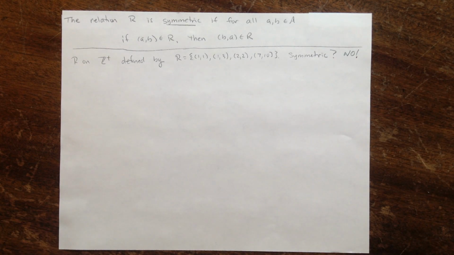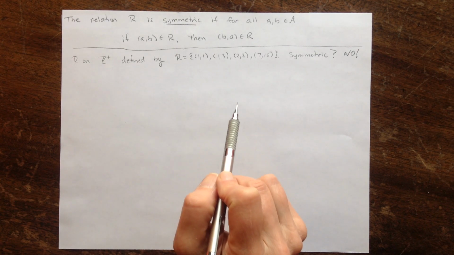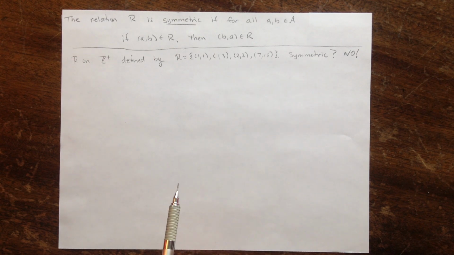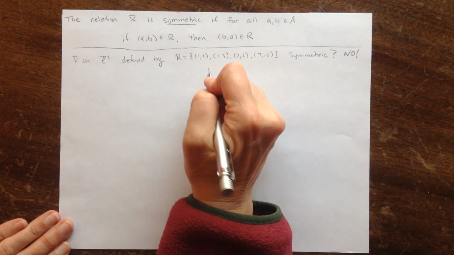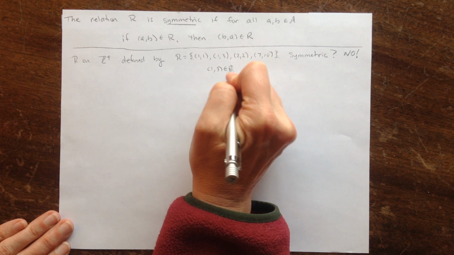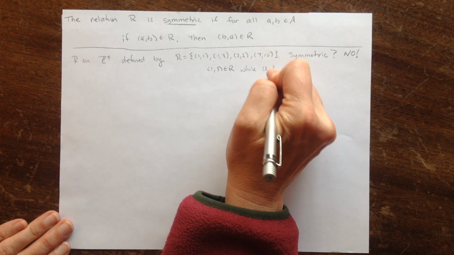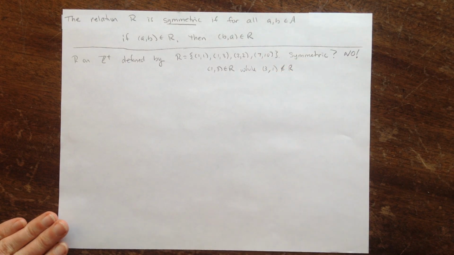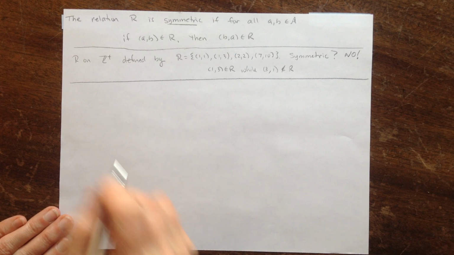Because in order for a relation to be symmetric, you should be able to change the order of any ordered pair in it and get another ordered pair that's in it. And here we have the ordered pair (1, 3) is in there, but (3, 1) is not. And same with (7, 10) is in it, and (10, 7) is not. So that would be your justification. (1, 3) is in the relation, while (3, 1) is not in the relation, or (7, 10) and (10, 7). So that one is not symmetric.